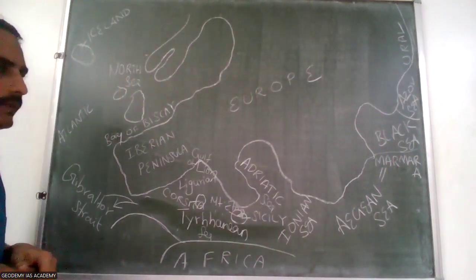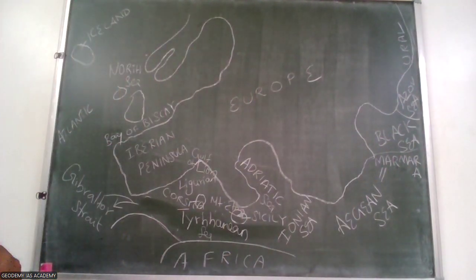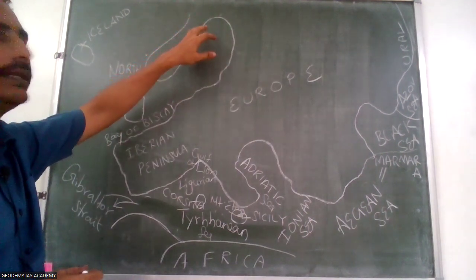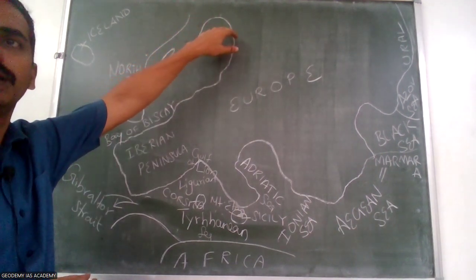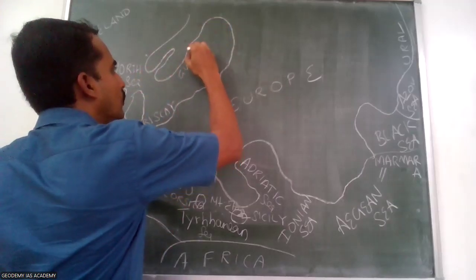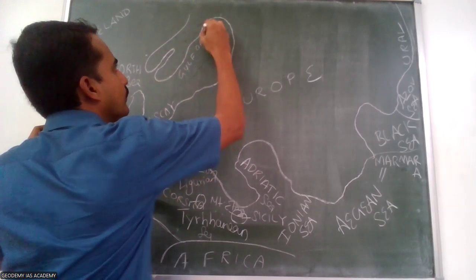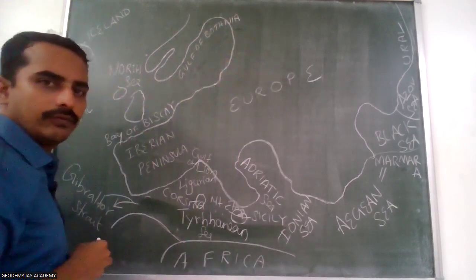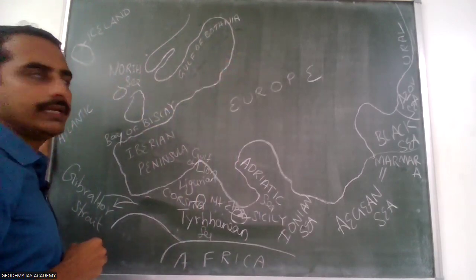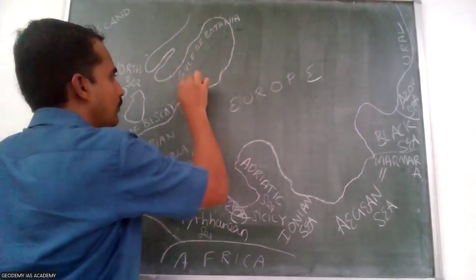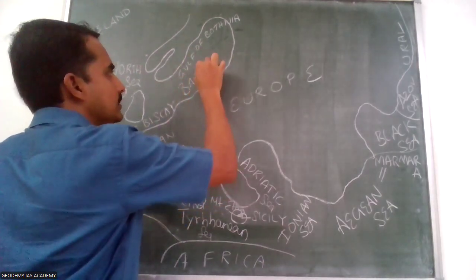So these are the surrounding regions, and in this spot, Norway, Sweden, and Finland are located. Here it is the Gulf of Bothnia. And here the sea is the Baltic Sea, an important sea.